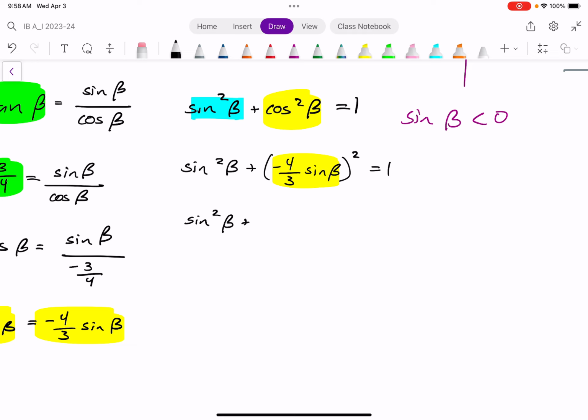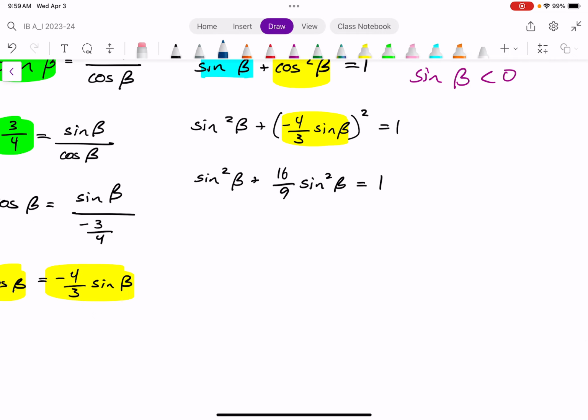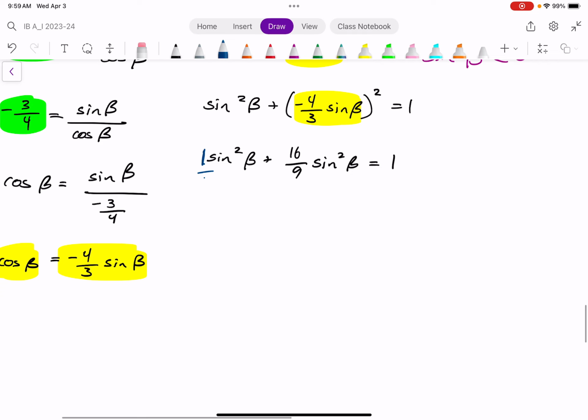And so first, let me erase some of this highlighting here, and I get sine squared beta plus, let me square what we have inside here. Negative 4/3 squared is positive 16/9. That's nice. They're both perfect squares. How convenient. And sine beta times itself is sine squared beta equals 1. Now these two terms here are like terms. I have 1 sine squared beta plus 16/9. Put them together, find your common denominator, add them up, and you get 25/9 of these sine squared betas, and that all equals 1.